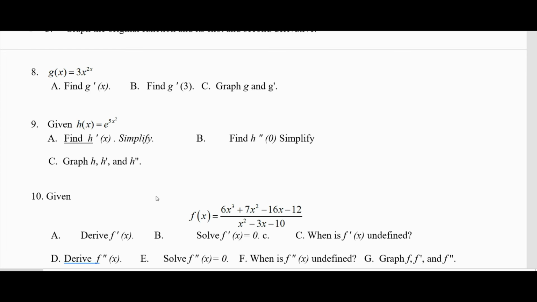Number 8, the function g of x is 3x to the 2x power. Find g prime of x and find g prime of 3. Graph g and g prime. Number 9, h of x is e to the power of 5x squared. Find h prime of x. Simplify. Find h prime of 0, and graph h, h prime, and h double prime.